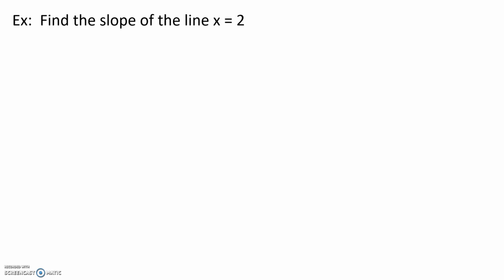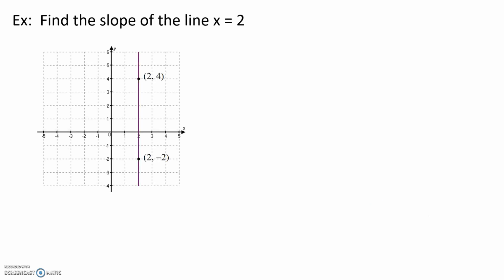Let's find the slope of the line x equals 2. To graph the line x equals 2, remember now in this case, the x values will always be 2. It doesn't matter what we pick the y values to be. In this case, I picked 4 and -2 as the values of y. Looking at it graphically, the rise, we're going from -2 to 4, so we have 1, 2, 3, 4, 5, 6. The rise equals 6. The run is a change in x's, but the x's don't change. They're staying constant at 2, so the run is going to be 0.